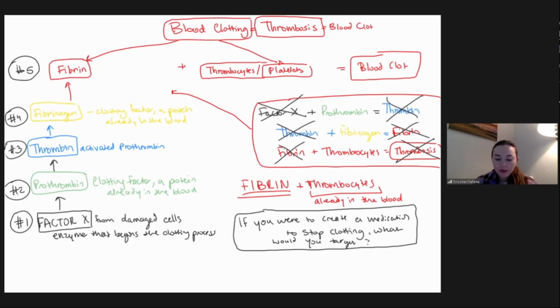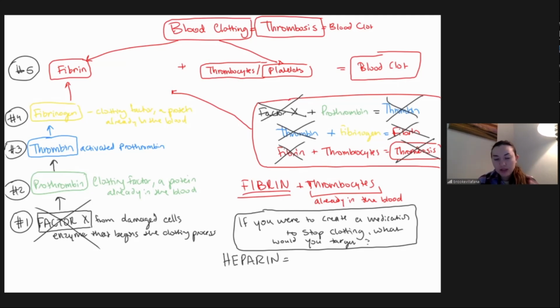So prothrombin, fibrinogen, and thrombocytes are already in the blood, but if we stop factor X, we actually stop the whole chain reaction that leads to a clot. So we want to stop clotting in some people. Let's say you're having a heart attack or you're having a stroke that comes from a clot. We don't want you to just clot all the time. So this medication is called heparin.